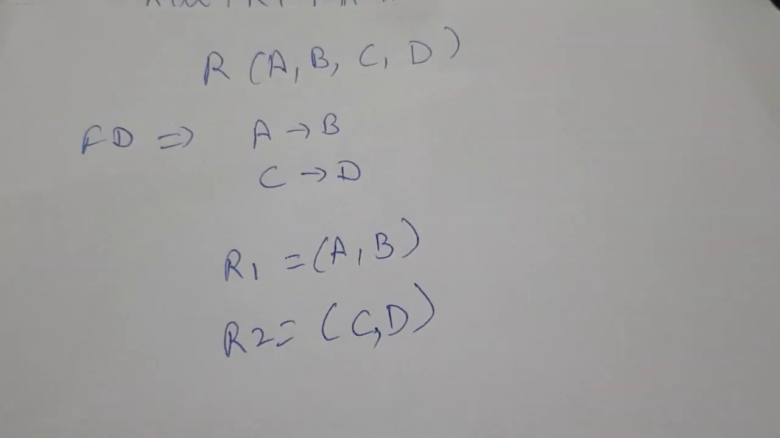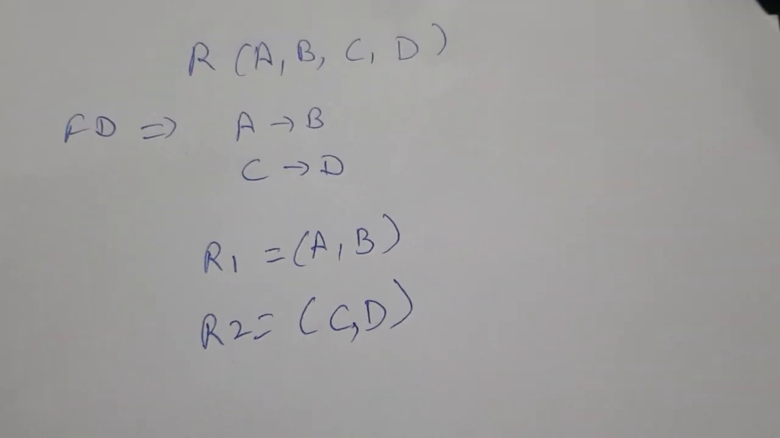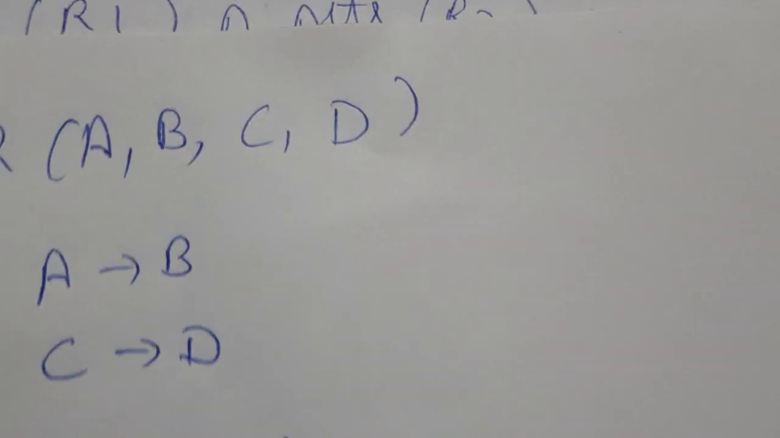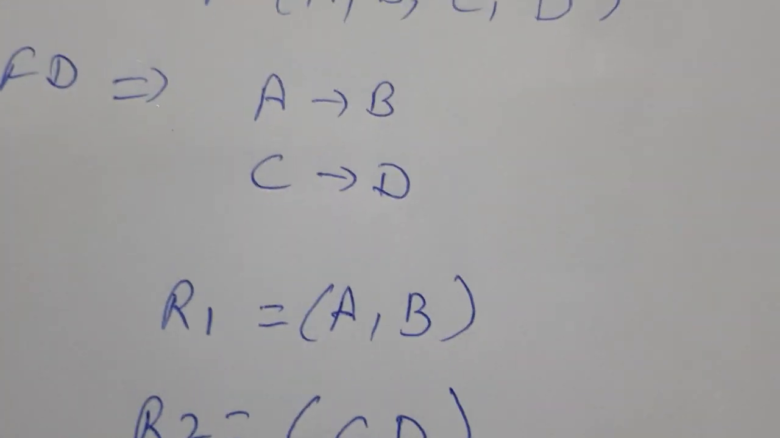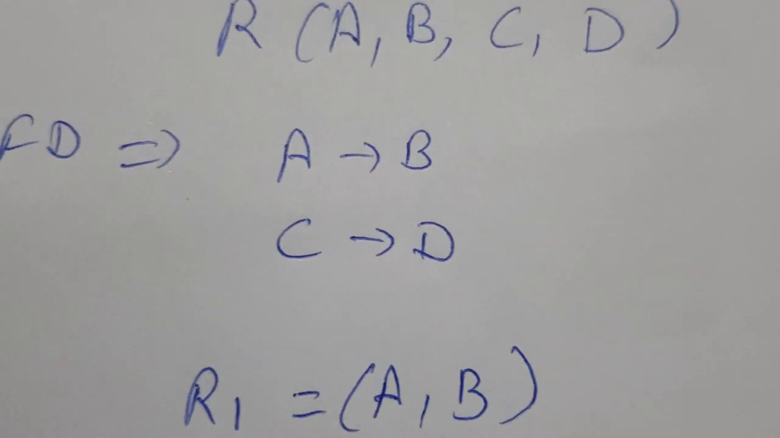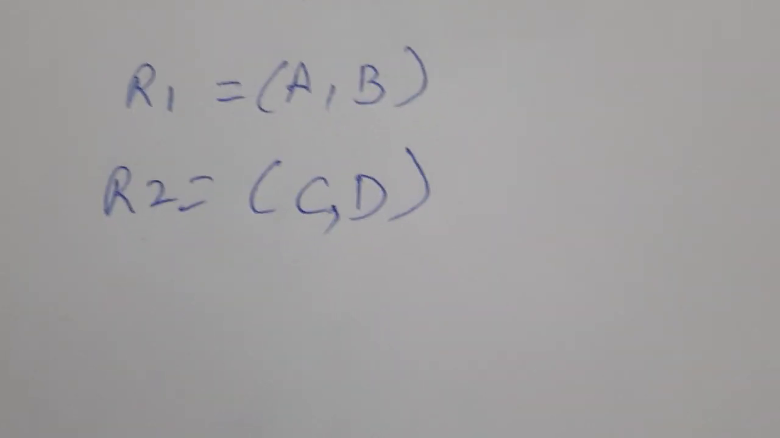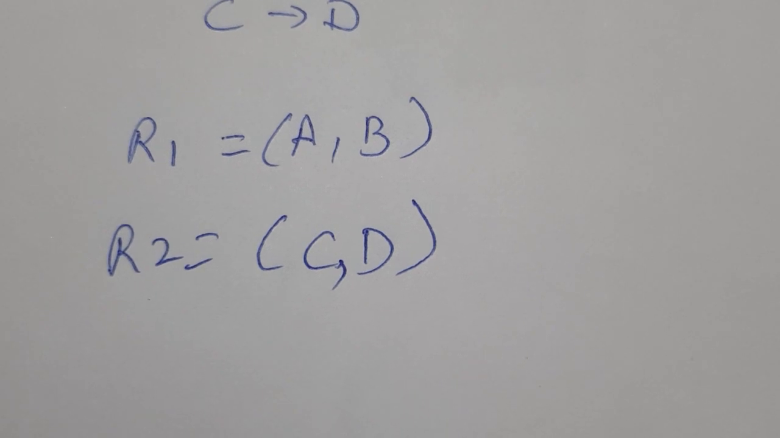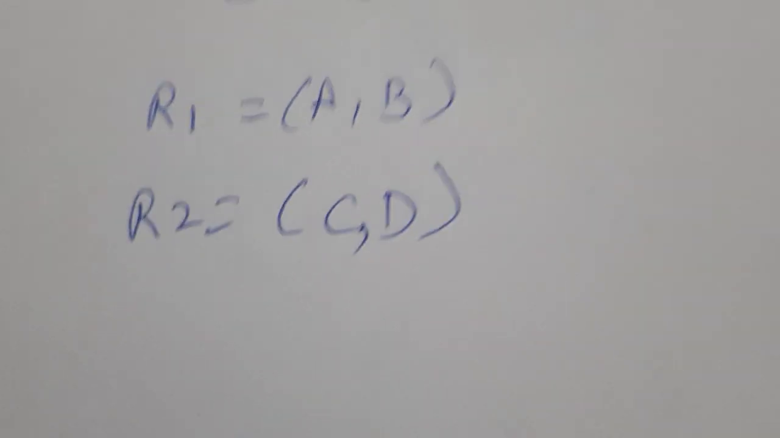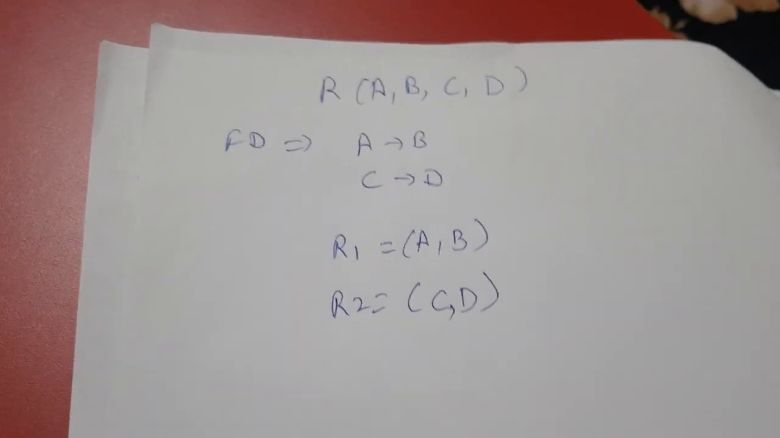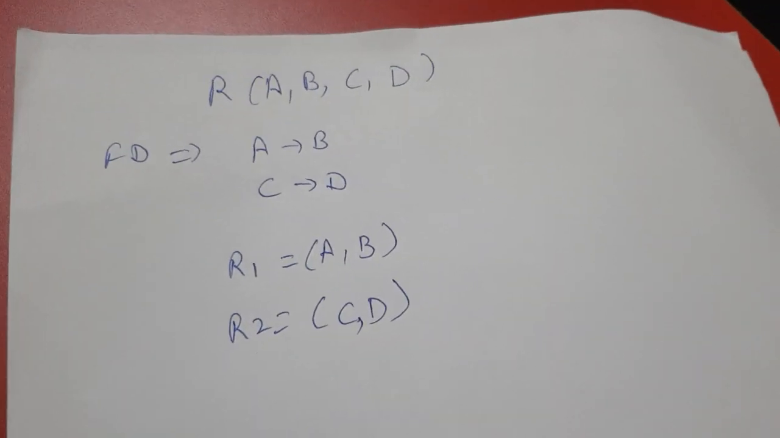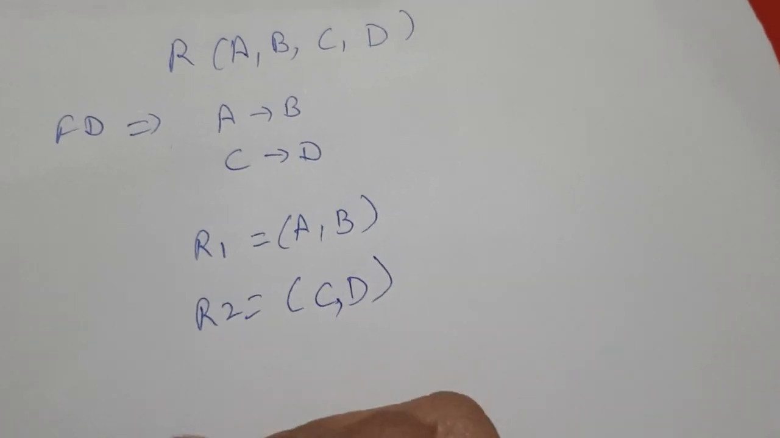Now consider one more example. In this we have the relation ABCD, with attributes A, B, C and D, and two functional dependencies, A to B and C to D, and the decompositions are R1, which consists of A and B, and R2, which consists of C and D. Now check whether this decomposition is dependency preserving or not and lossless or not.